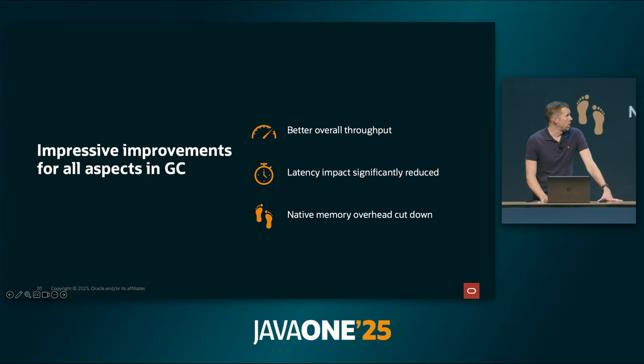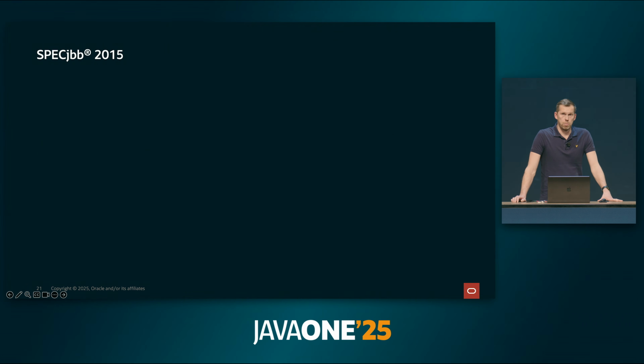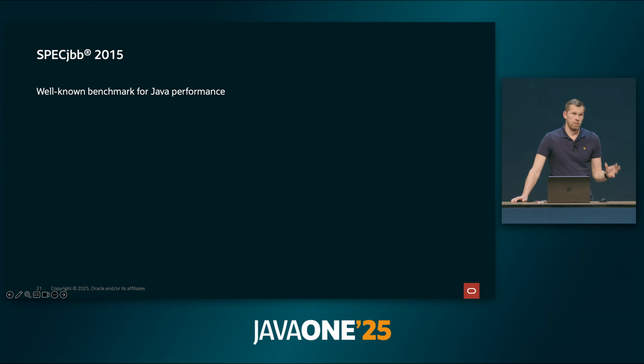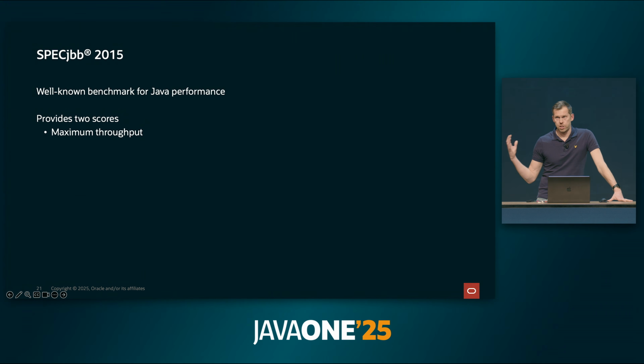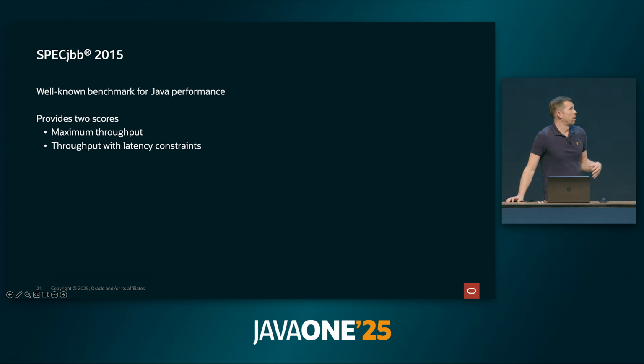So this is some general information about performance. Let's look at some performance numbers. And here I'm using the well-known benchmark SPECjbb 2015. It's starting to get pretty old, but it's still a well-known benchmark for Java performance. It's good from a GC point of view because it provides 2 scores. It provides a maximum throughput score, which basically shows all the performance benefits that you get from the platform, but then also a throughput with latency constraint score. I'm going to call that the latency score going forward. But this score takes the latency constraints into account. So basically, if you have long GC pauses, this score won't be good.